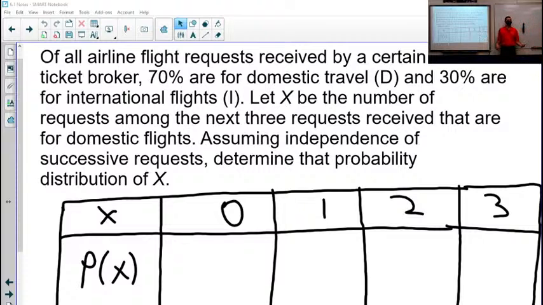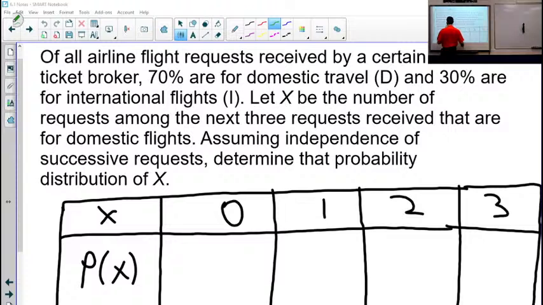Usually on a question like this, it's easiest to do the ends. So try and do probability of 0 and probability of 3 first. Those are the easier ones to talk about. And then try and think about what needs to happen in order to have 1 and what needs to happen in order to have 2. And we're keeping track of the amount of domestic flights.